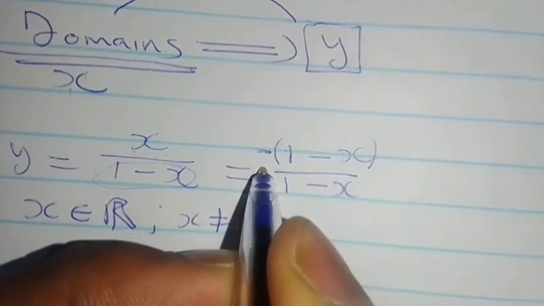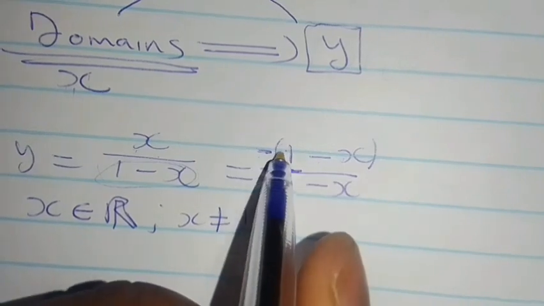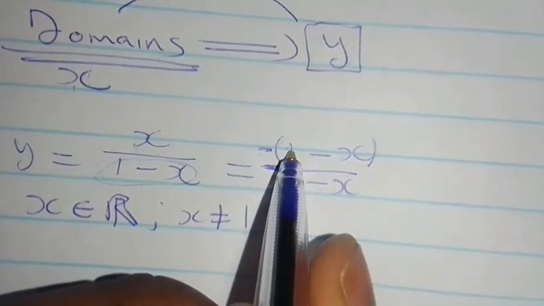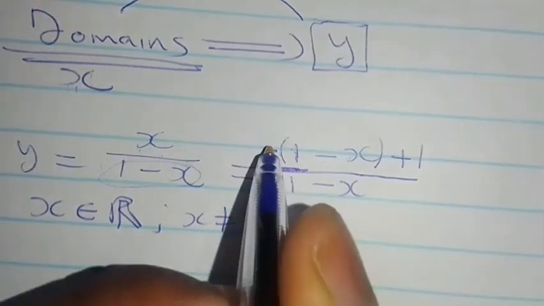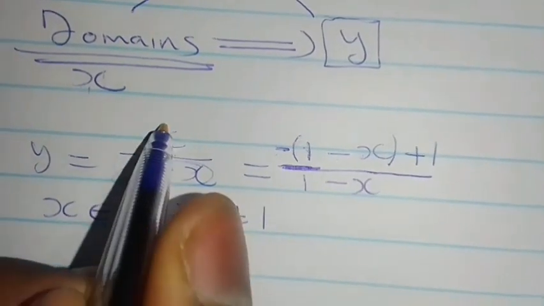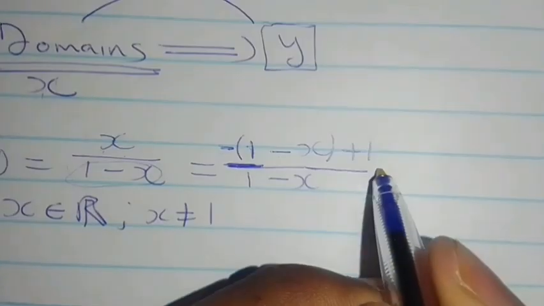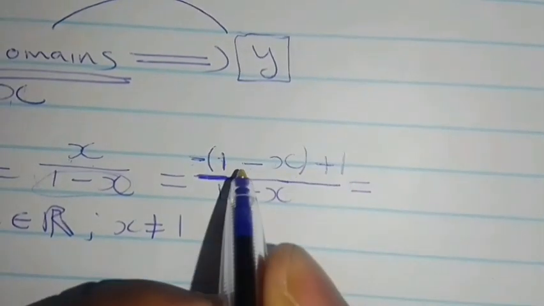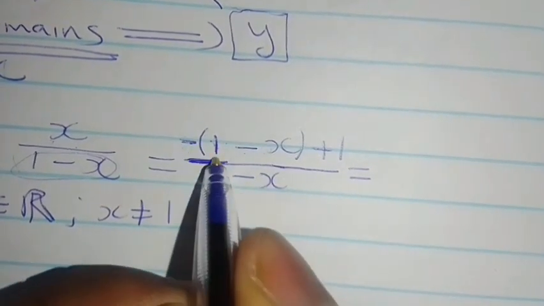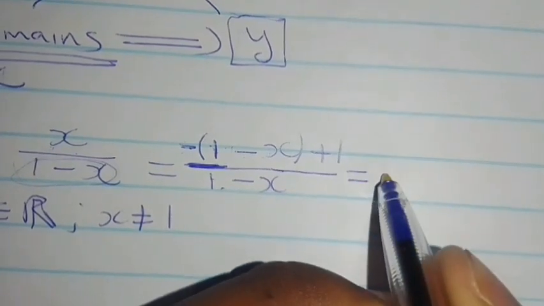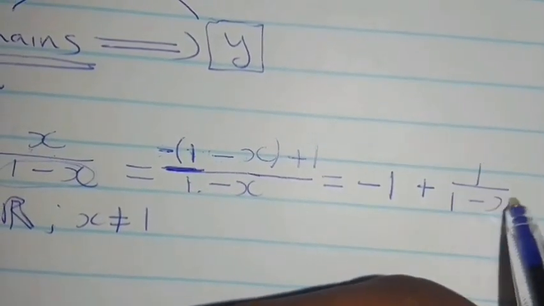I'm going to put a negative sign here so that negative into positive gives negative. That means we subtracted 1, so we can add 1. And negative into negative is positive, which is this x. So basically it doesn't change anything, it's still the same function. But notice now that negative into 1 minus x divided by 1 minus x is going to be minus 1. And then you'll have minus 1 plus 1 over 1 minus x.